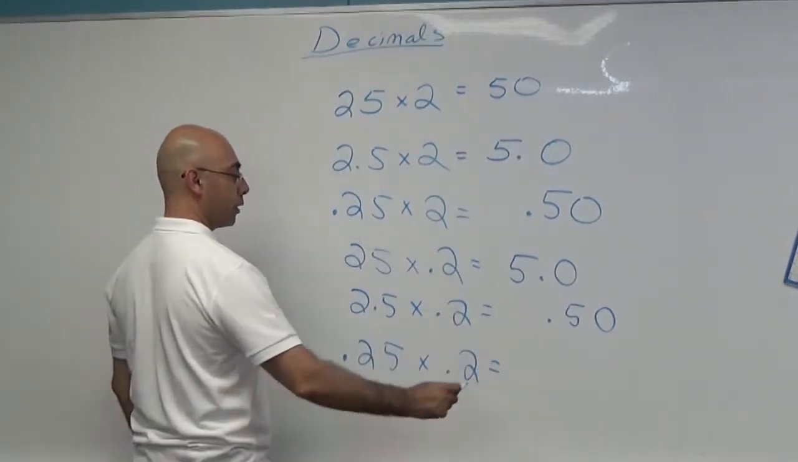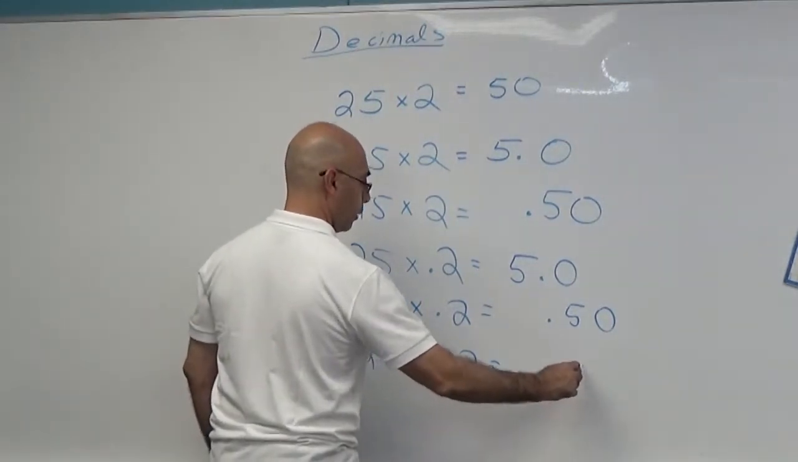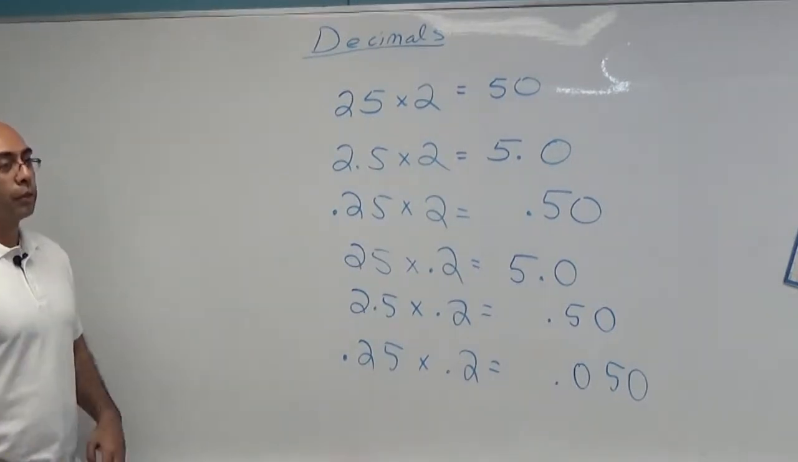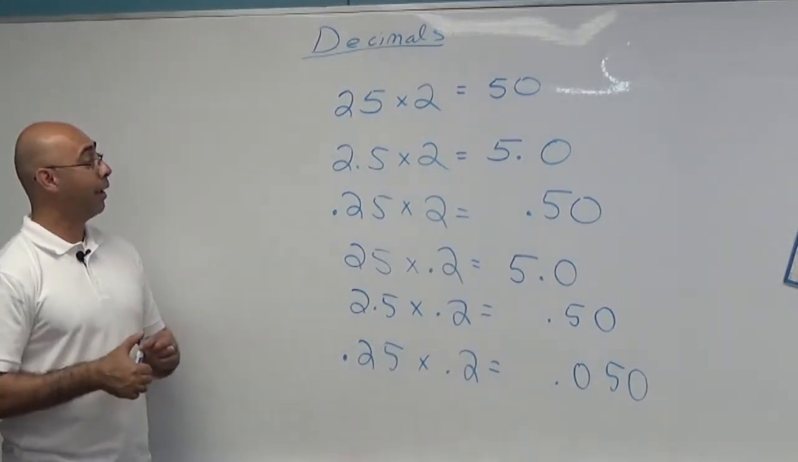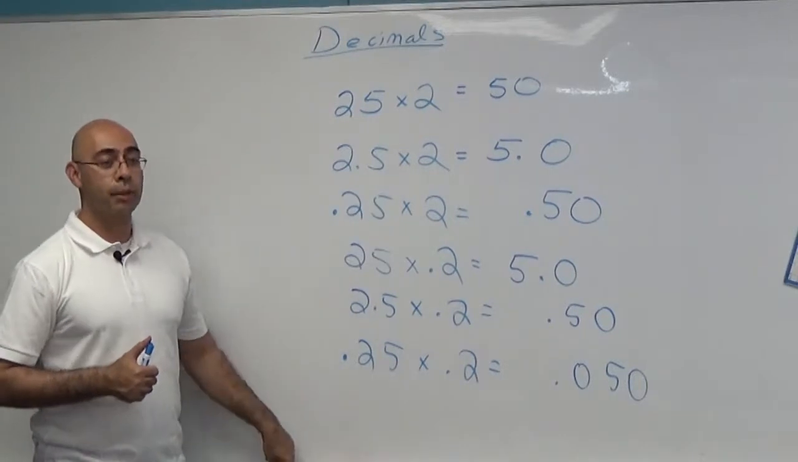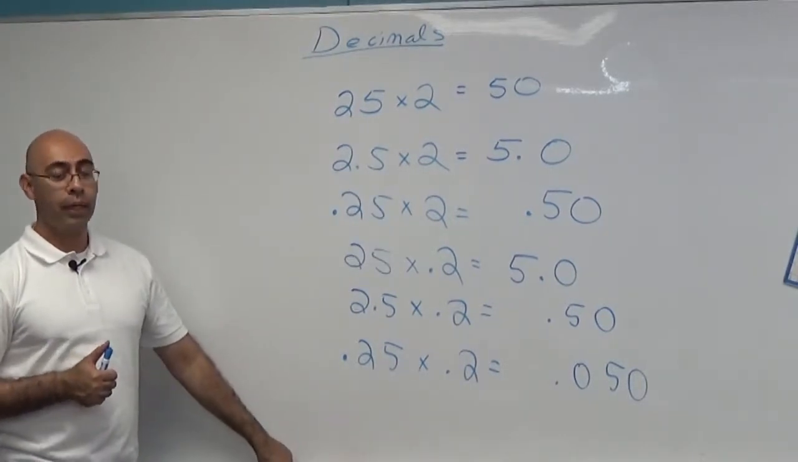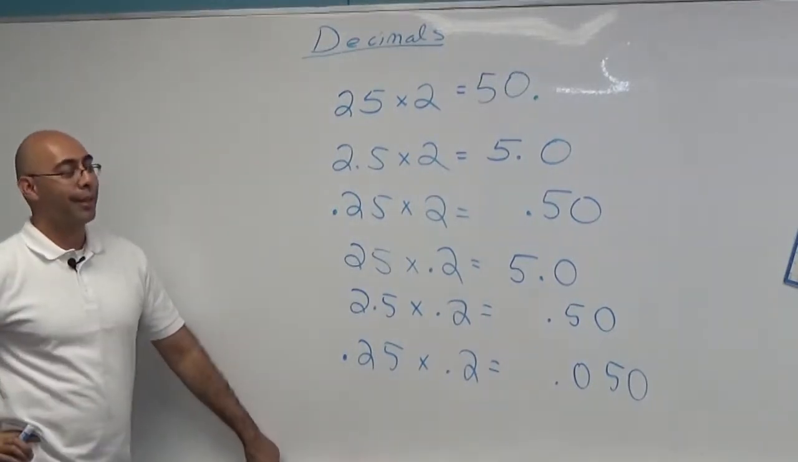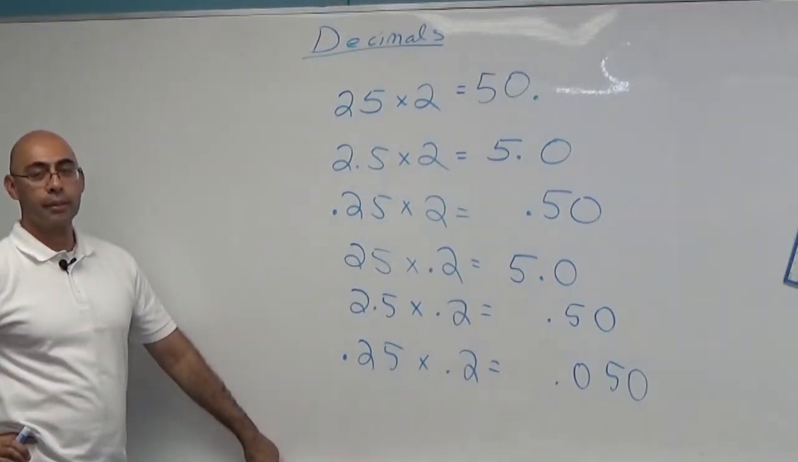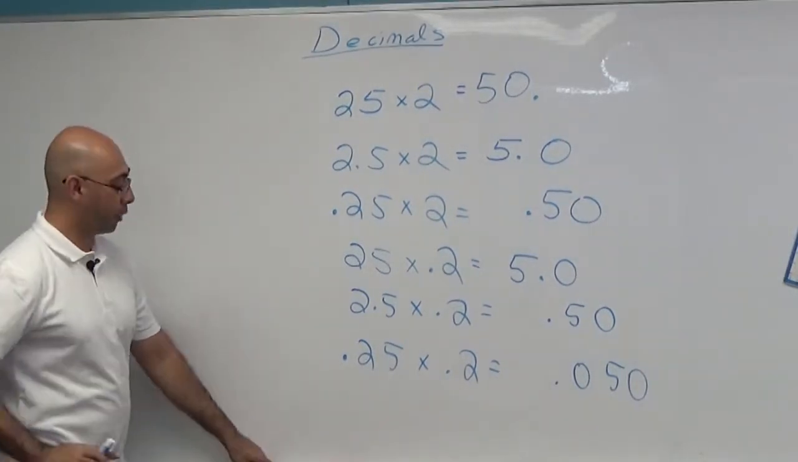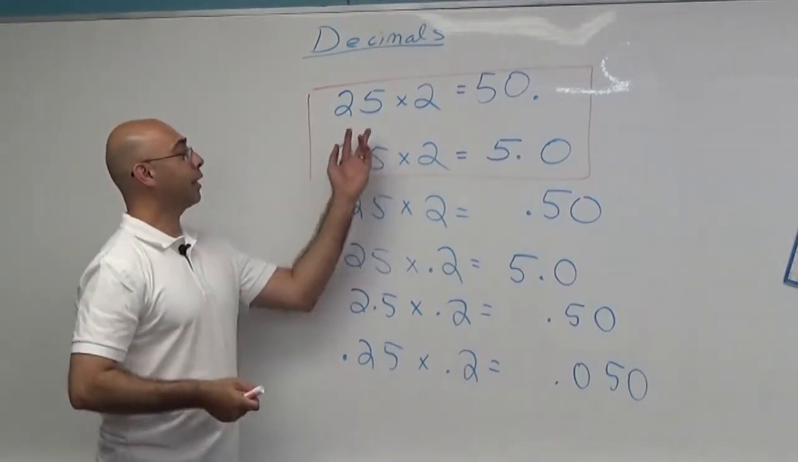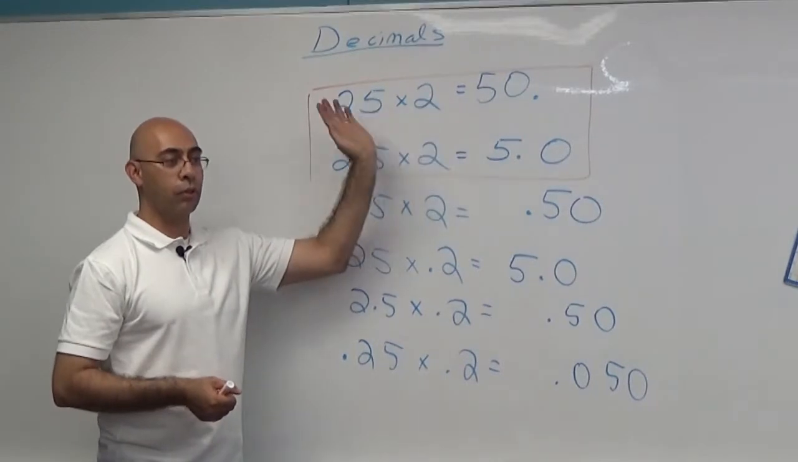This is going to be a little crazy. So looking at all these problems up here, every single problem is multiplying 25 times 2, and they're all going to have a 50 in it. The only difference is the decimal point is in a different place. Now the question is, how do you figure that out? Let's look at these two right here. 25 times 2 is just 50, you know that.